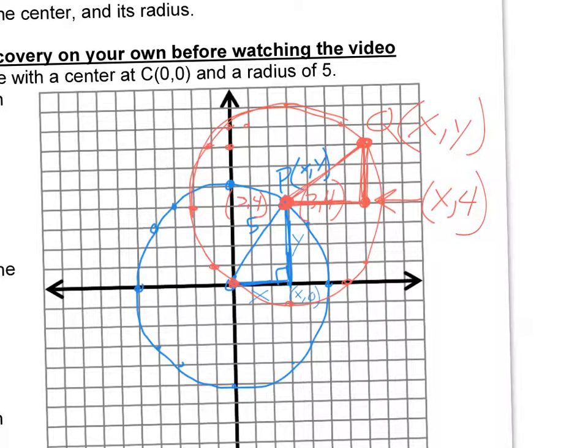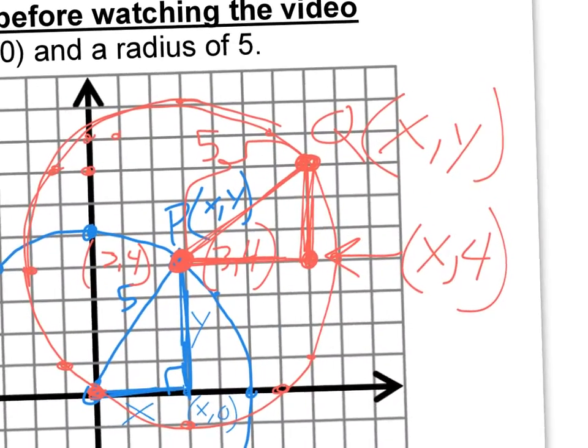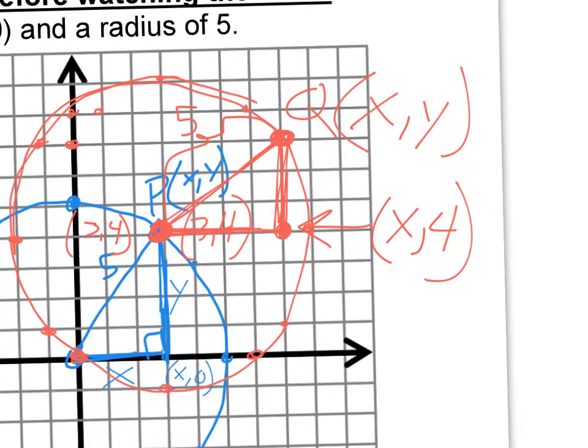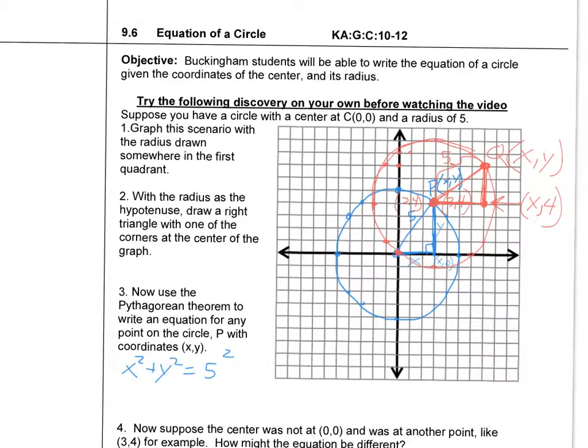This radius is still 5. I know it's getting real messy here. So we have this distance that's 5. Could we come up with an expression for this distance and this distance so we can use the Pythagorean theorem again like we did here? That's the whole point of this.